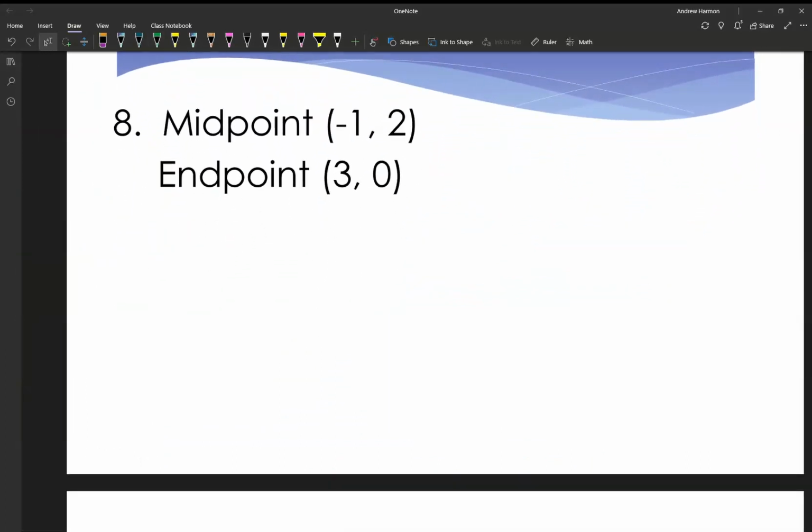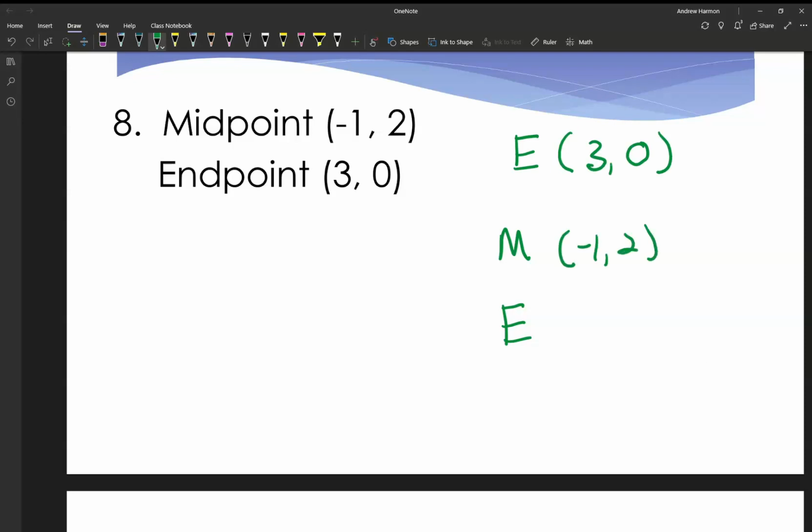Alright, let's take a look at another example of this just to make sure we really got it. So again, I'm going to do my shortcut method where I start with an endpoint, I go to the midpoint, and then I'm finding the endpoint. So my initial endpoint is 3, 0. I'm going to the midpoint of negative 1, 2, and then I'm repeating that distance to get to my endpoint.